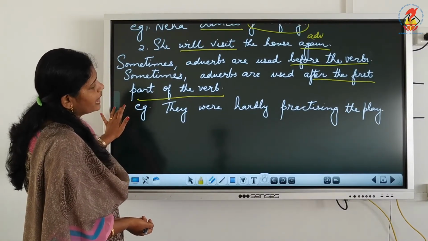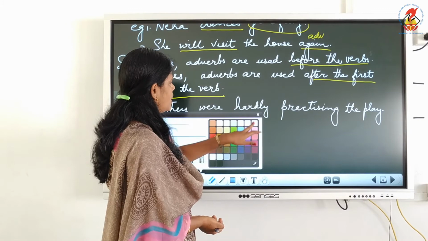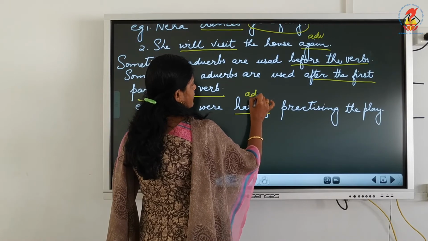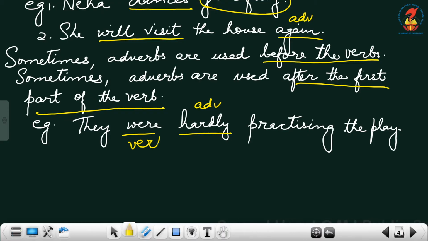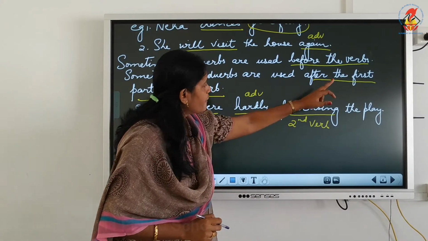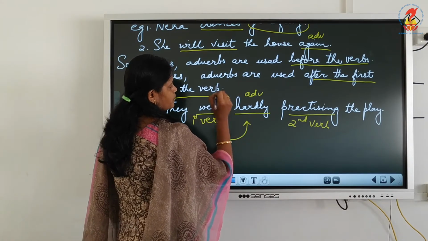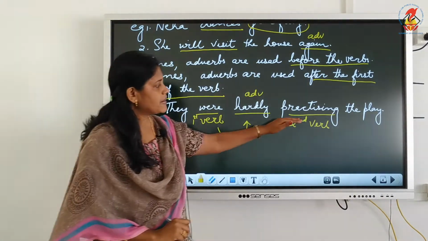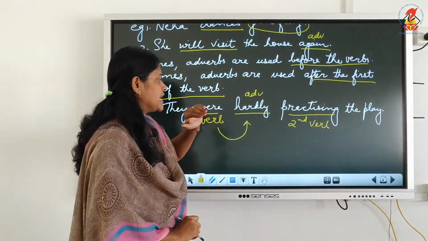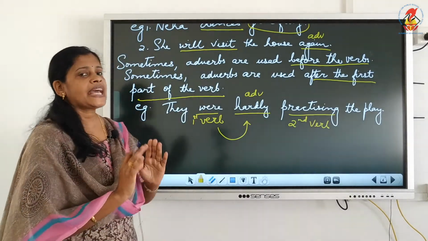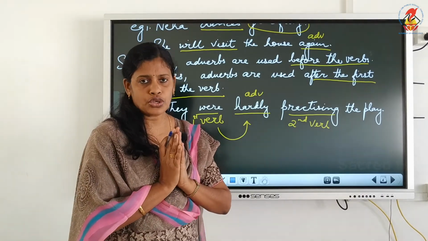Now, they were hardly practicing the play. The adverb is hardly. This is the adverb. This is the first part of the verb. First verb. Practicing is the second verb. As I said, it is placed after the first part of the verb. After the first verb, they have used the adverb. And this is the main verb or the second verb. So it is placed here in between, after the first verb, which is a helping verb, isn't it? So you can say adverbs are placed close to the words which they want to modify.